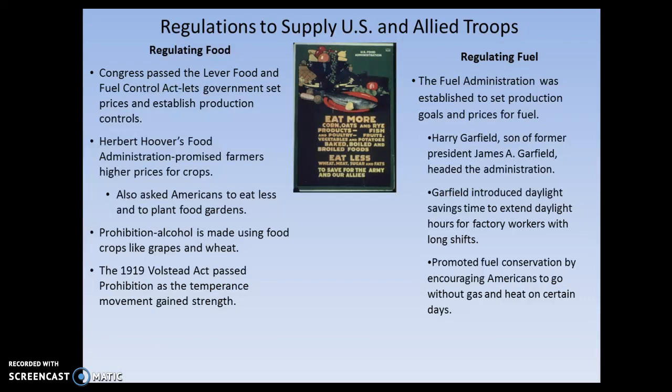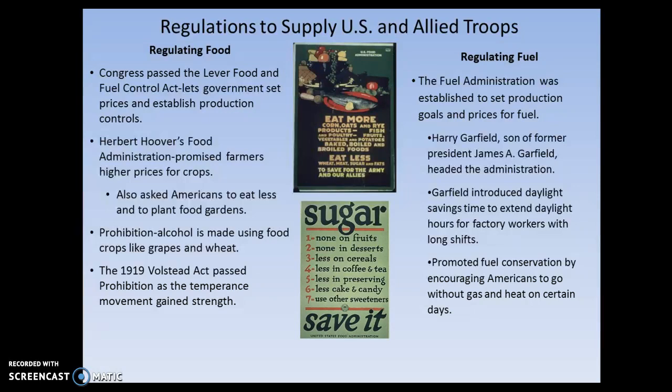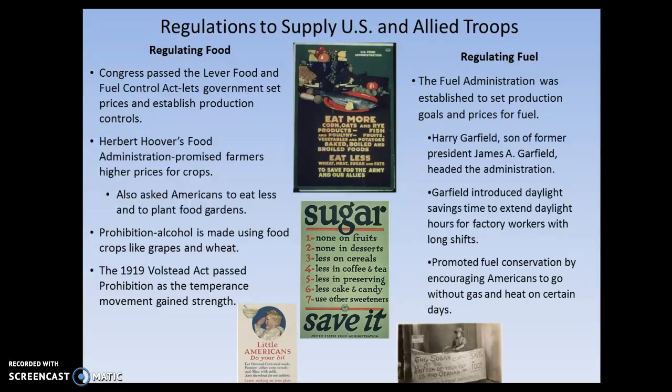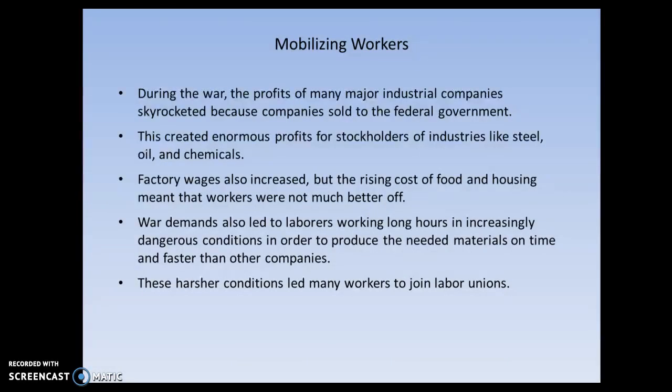Here is some propaganda to encourage Americans to eat more of certain types of food and less of other types of food for the Army. Again, same thing with sugar, and some more propaganda there to try and get Americans to eat less of certain things.